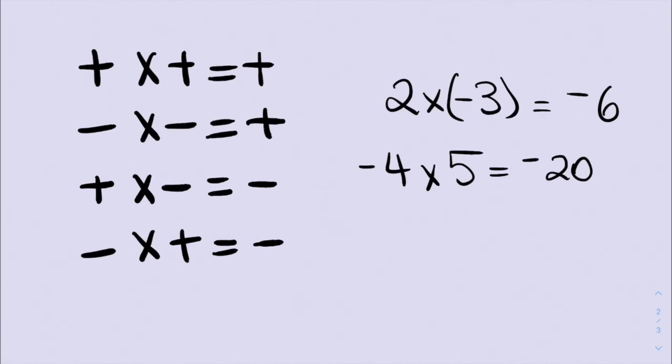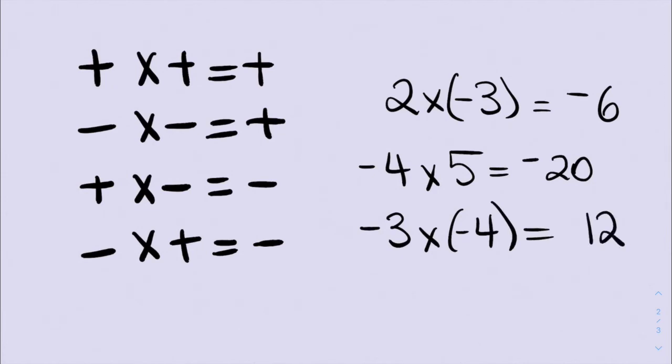Now, if we had negative 3 times negative 4, we know that 3 times 4 equals 12. So what we've got to look at with this one is our negatives out the front. We have a negative out the front of the 3 and a negative out the front of the 4, which gives us this row here. And it tells us that a negative times a negative equals a positive. All right, so that's going to give us positive 12.